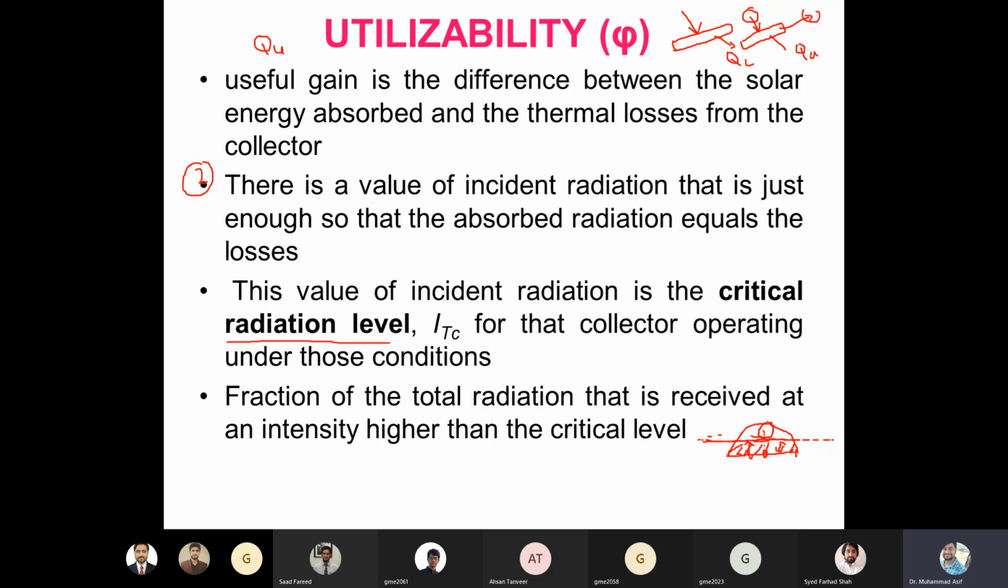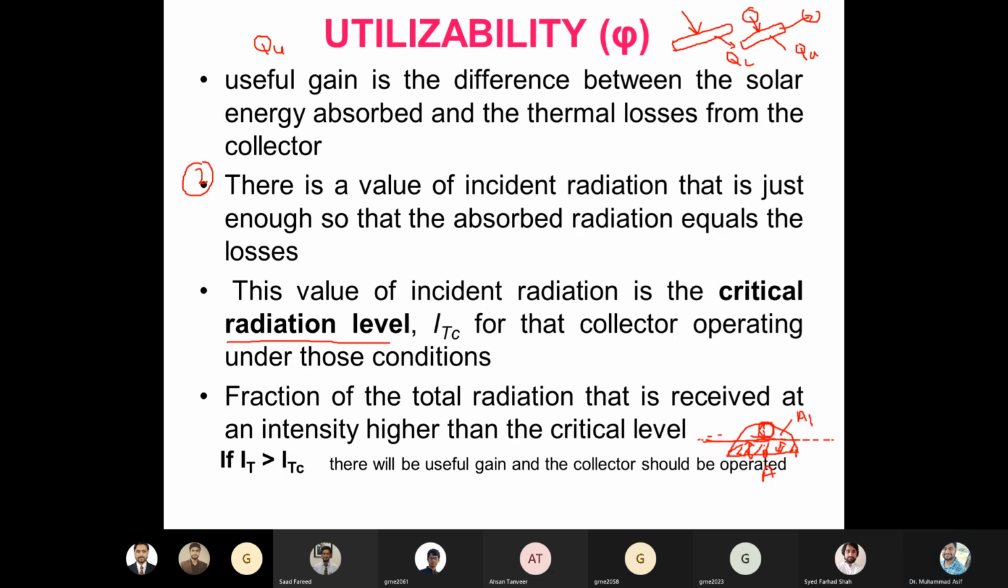So whatever is this area, let's say the area basically represents the amount of the energy. Let's say this is A1 and the total area is, let's say, A. So the fraction of the radiation which is above the critical level to the total radiation, that's called the utilizability.